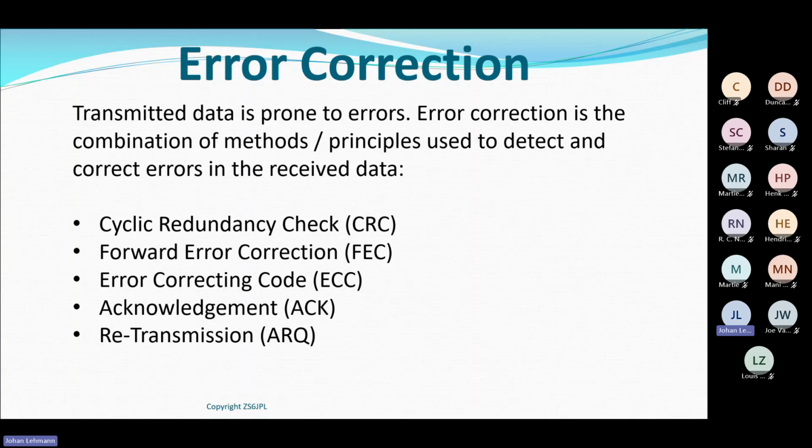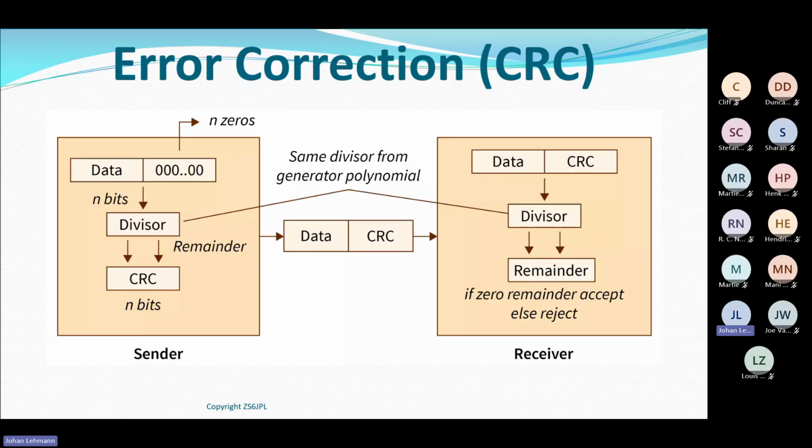So in basic summary, that's all that error correction does. It avoids a continuous repeat of data because the other side didn't receive it correctly. Now, the first basic one that you have to know that's in your manual is called CRC, cyclic redundancy checks.